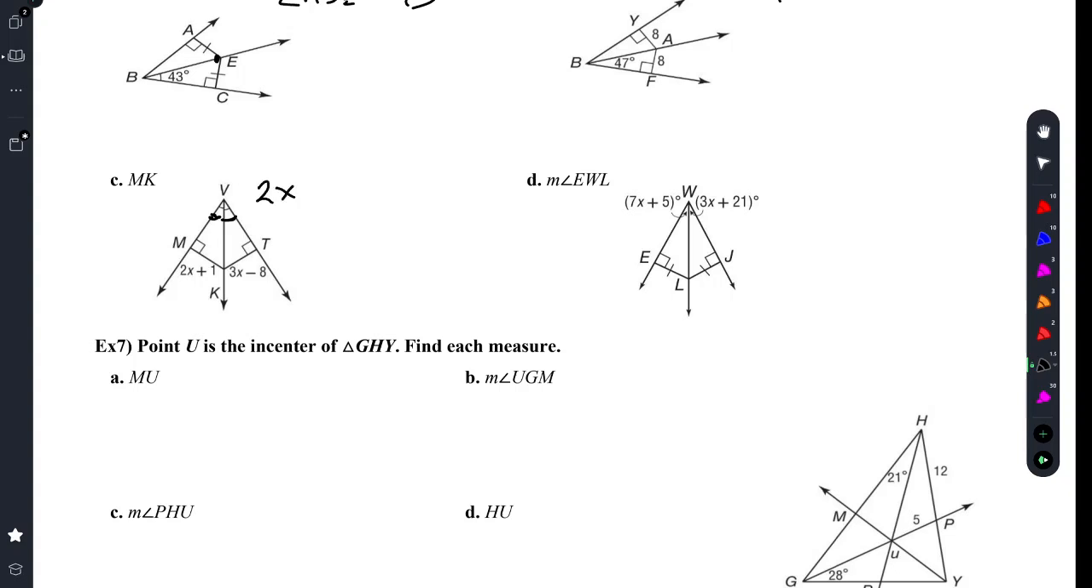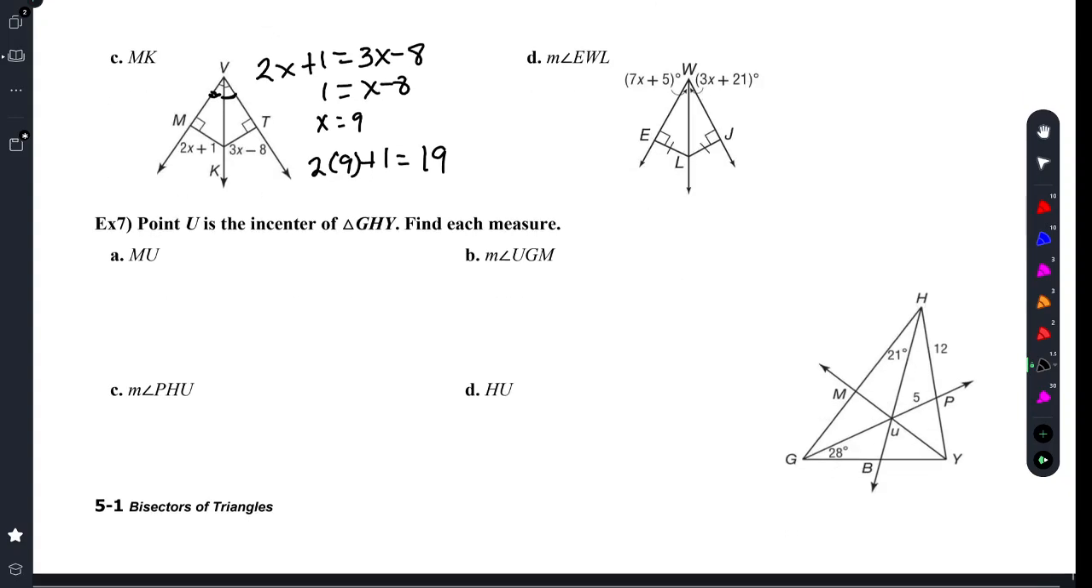That those two must be equidistant, right? So we get what? X minus 8 equals 1 plus 8. So we get x equals 9. What's the question? MK would be what? 2 times 9 plus 1, which is 19, right? All right. I don't think I'll do the rest of those there.